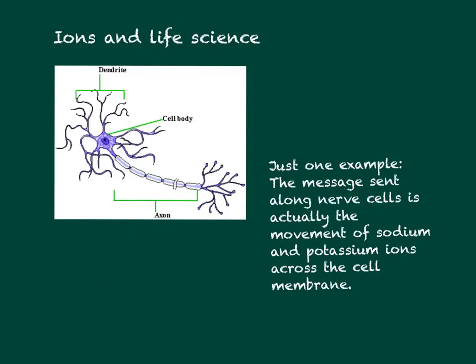Ions are very important in life science, but here I'll just give one example. This, as we know, is a nerve cell, and the nerve impulse, the message, is sent this way along what we call the axon, and that message is actually the movement of sodium and potassium ions across the cell membrane. So that's one example of the importance of ions in life science.